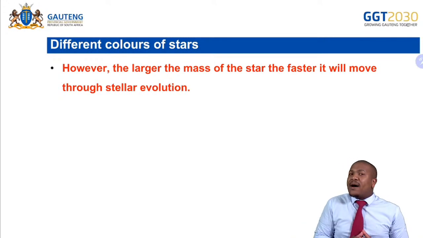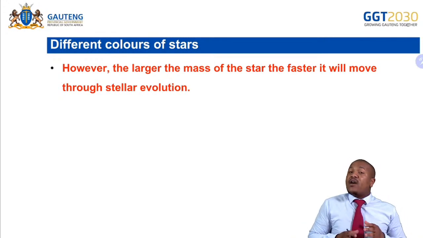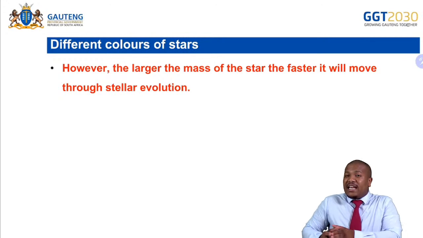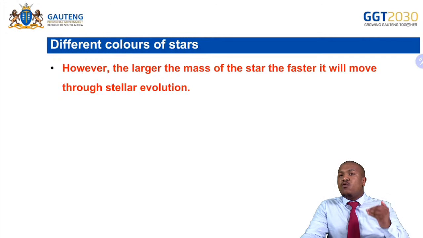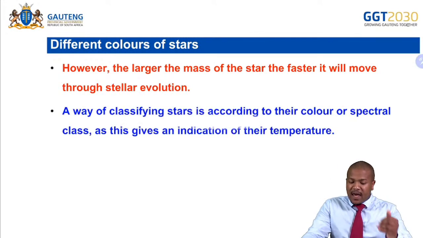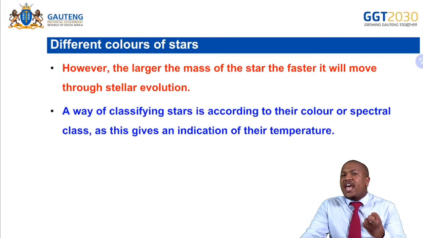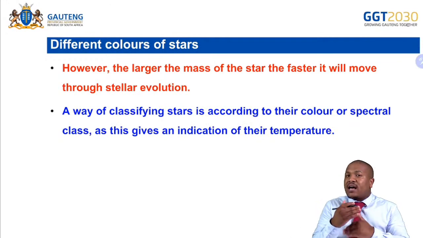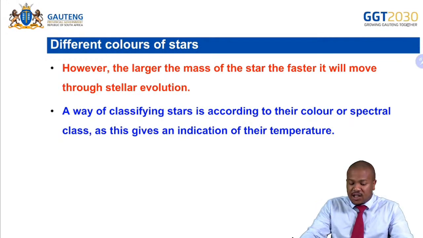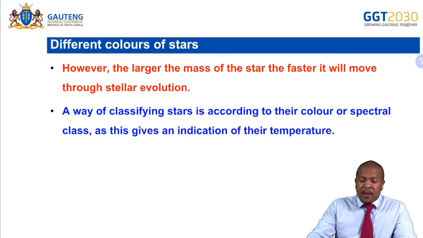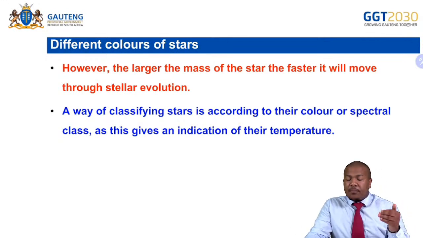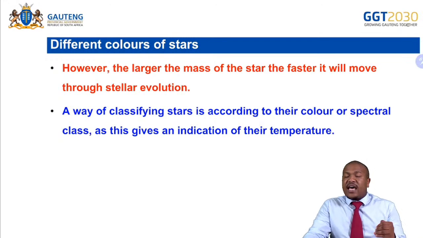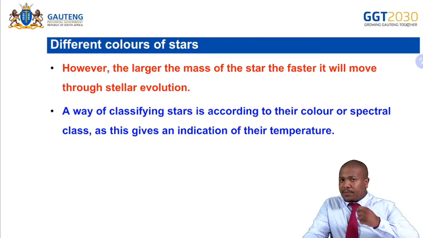So the larger the mass of the star, the faster it will be born, live, and die. Hence we say the faster it will move through stellar evolution. So we have a way of classifying stars according to their color, temperature, and mass. As it reads here, a way of classifying stars is according to their color or spectral class, as it gives an indication of their temperature.